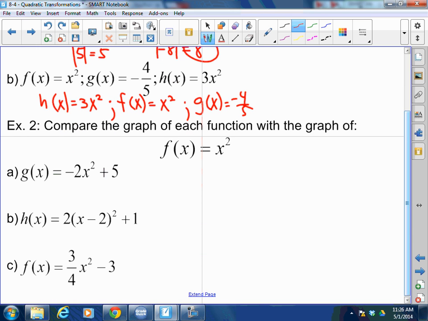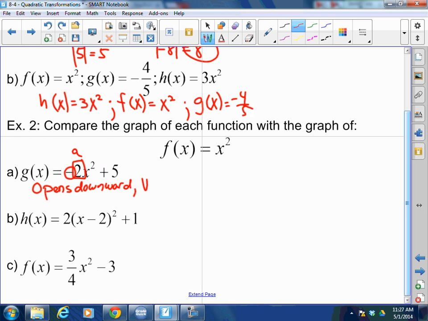Now, let's put it all together. Compare the graph of each function with the graph of x squared. So they want you to tell them, hey, this is what you did to this graph. So let's think about this. First of all, the negative means that it opens downward. What does the 2 tell you? No, not 2 down. Isn't that the A?